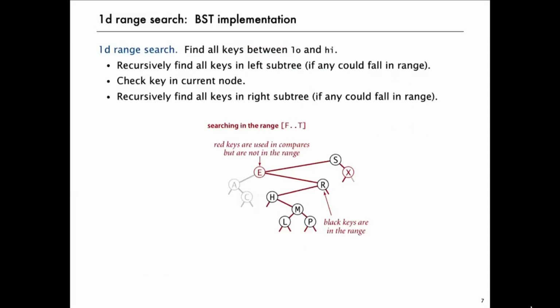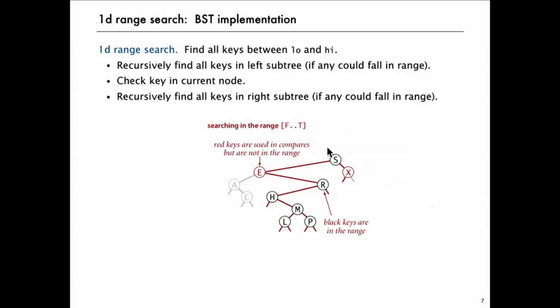So in range search, we just do a recursive search. To find all the keys between low and high, you look in the left subtree if any of them could fall in the range. You look at the current node, and you look in the right subtree if any of them could fall in the range. And it's easy to tell whether any of them could fall in the range by just checking whether the range overlaps the root or not.